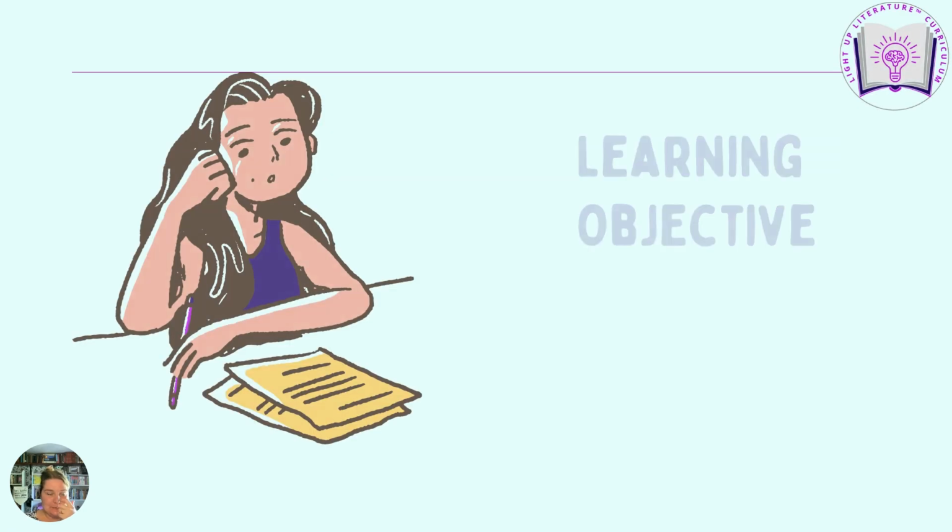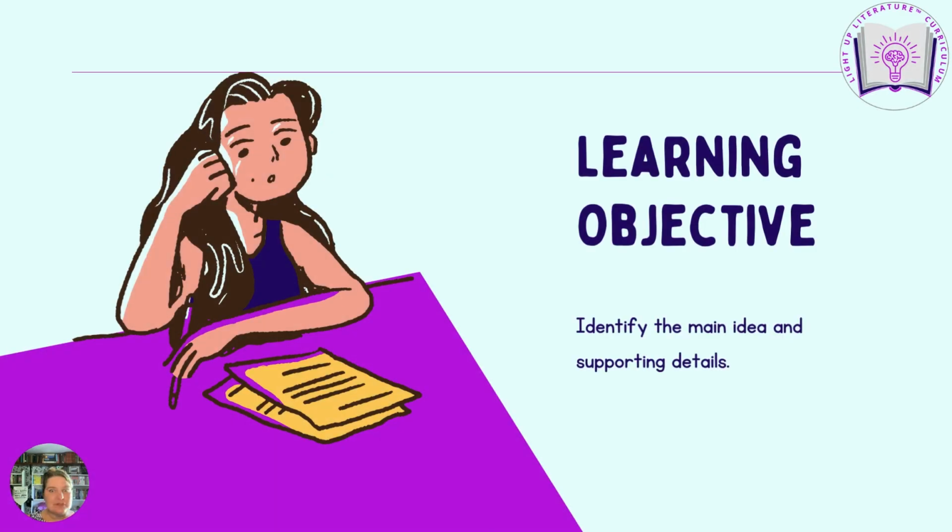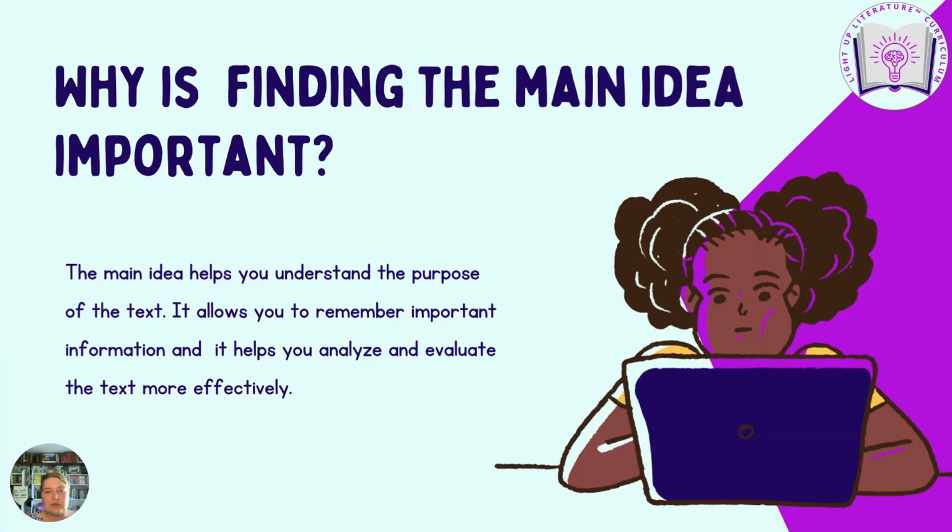Alrighty, so learning objective, of course: identify the main idea and supporting details. So why is it important to find main ideas? Because it helps you understand the key takeaway. Like when you've read this big paragraph, especially if it's a boring paragraph, let's just be real, sometimes you're like, what did I just read? What is this even about? So we want to find the tips and tricks to quickly identify that without having problems and to move on with our life.